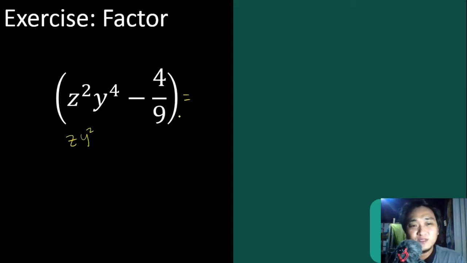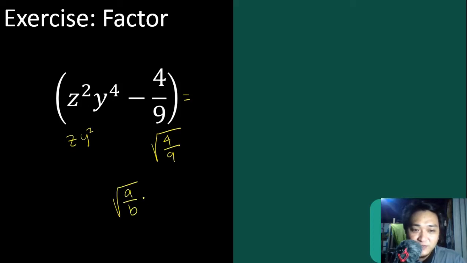Now, what will be the square root of 4 over 9? The square root of 4 over 9. Nung kayo ay grade 7, I hope tinuruan din kayong mag-square root ng fractions. Kung hindi, ganito po yan. If you have the square root of A over B, ang property niya is, that is also the same as the square root of the numerator, A, over, or divided by, the square root of the denominator, which is B.